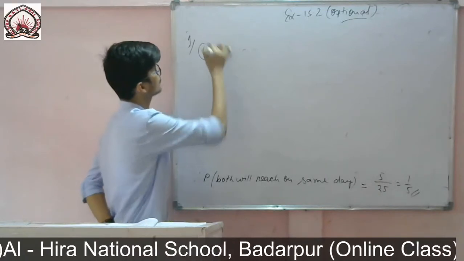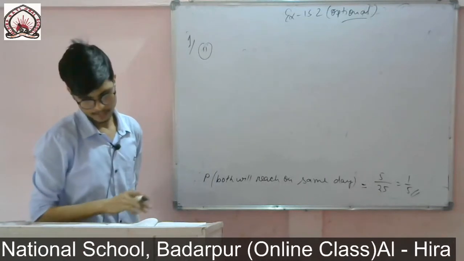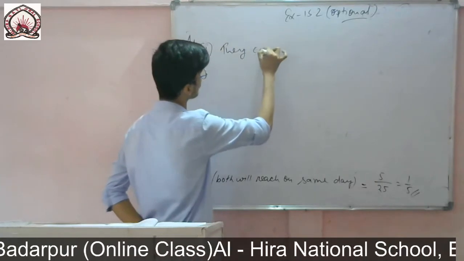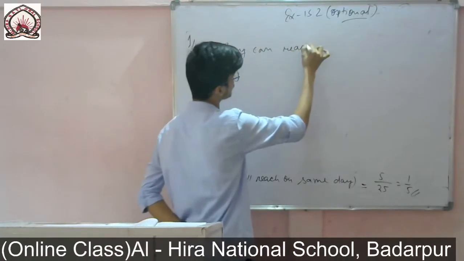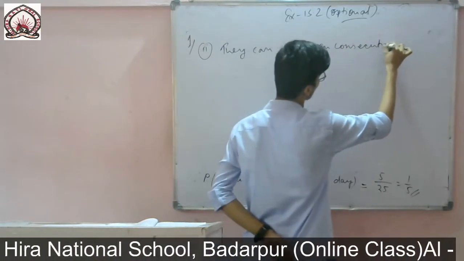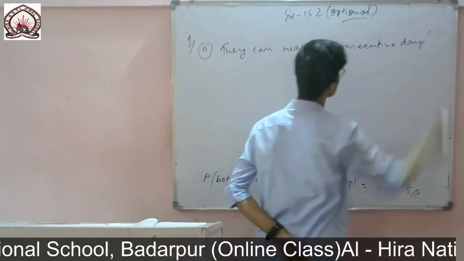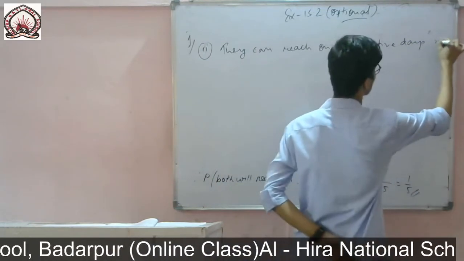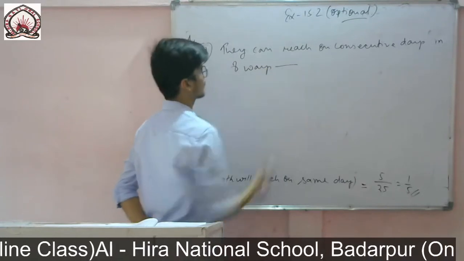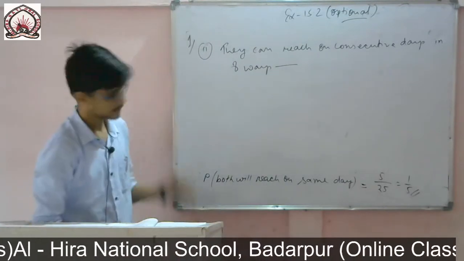Roman number 2, you see, so they can reach on consecutive days in 8 ways. You write, they can reach on consecutive days in 8 ways.